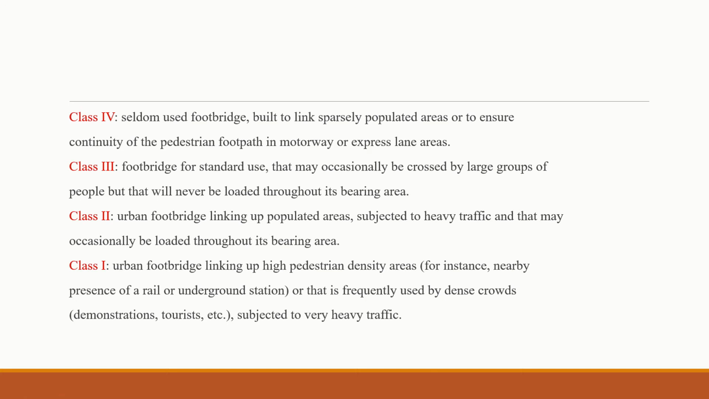First of all, SETRA gives us four classes for footbridges. Class 4 is a footbridge that is far away, it links sparsely populated areas, like woods or areas where there's no population. Class 3 is a footbridge with standard use. And classes 1 and 2 are in urban populated areas.